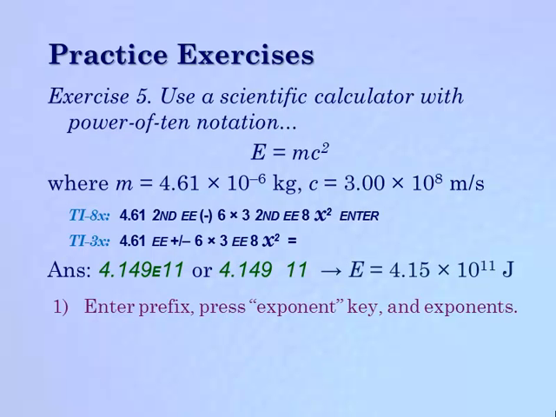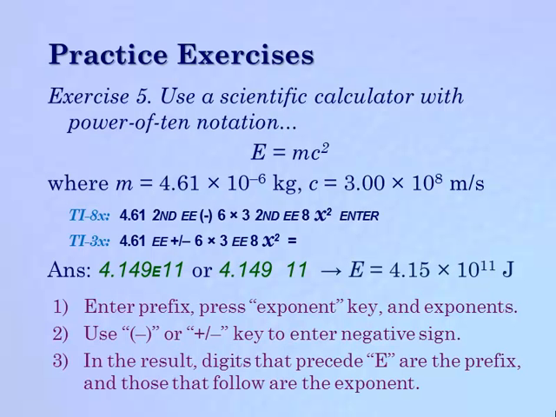So in general, we enter the prefix, press the exponent key, and then enter the exponent with a plus or minus key, a negative key if necessary. Then you follow it with all of your operations as normal. You may need to use parentheses to make all of that work out properly. I'm sure that you'll be able to do the rest of the practice exercises on your own, and you'll become proficient with scientific notation.